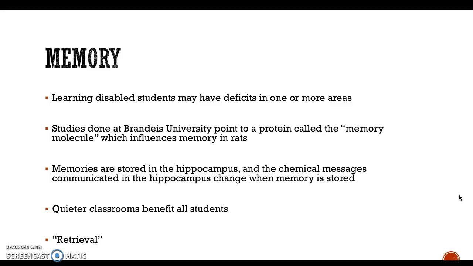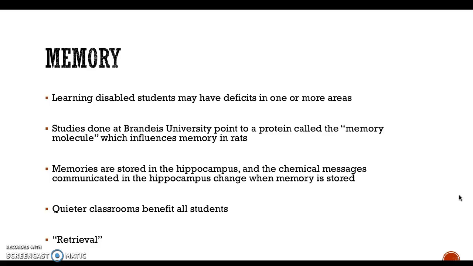Memory. Learning disabled students may have deficits in one or more of these areas, which are being able to attend to stimuli, encode information about that stimuli, integrate and store data in memory, and being able to retrieve the data as they are needed.